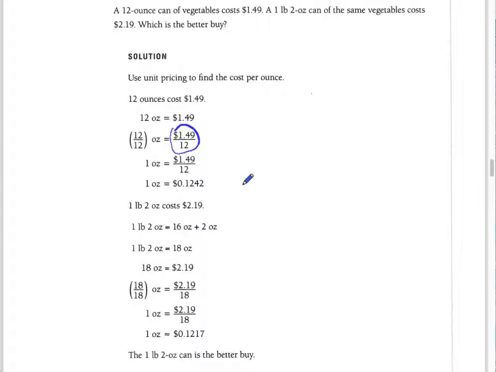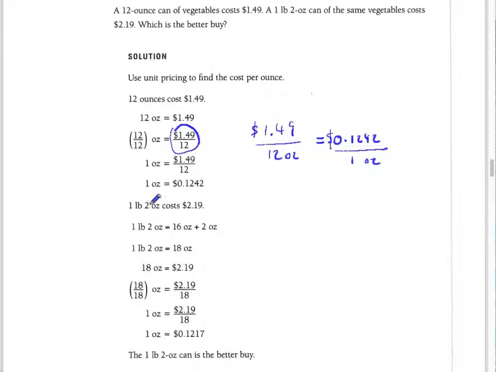So I would just keep this ratio here of 1.49 over 12 ounces. Dividing by 12 will give you the answer of 0.1242 dollars per ounce.